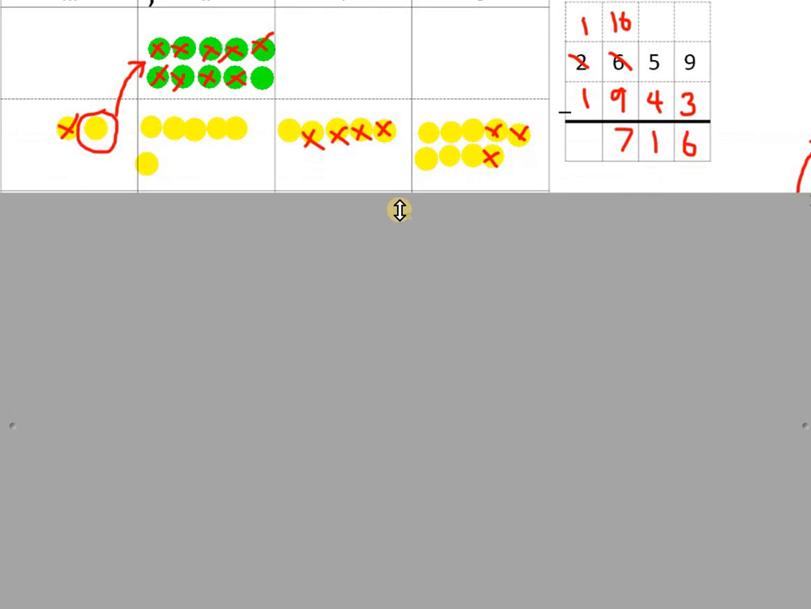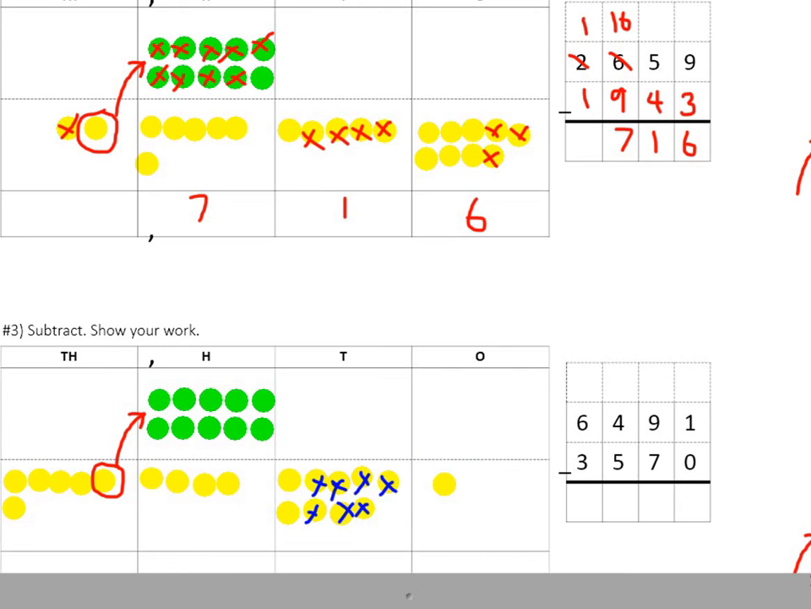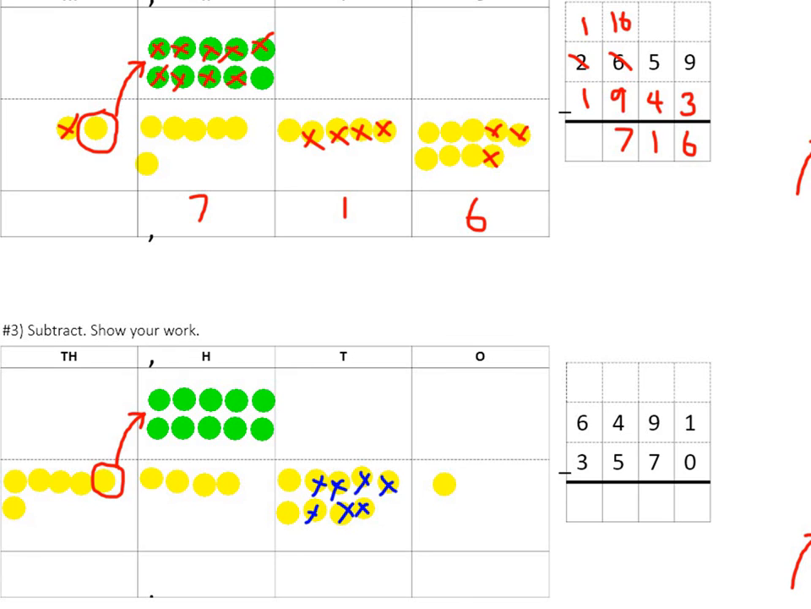Okay, let's check to see how you're doing on your subtraction. So I'm about halfway through, and so I have 1 minus 0 is 1, and 9 minus 7 leaves 2. So 1 minus 0 is 1, 9 minus 7 is 2.